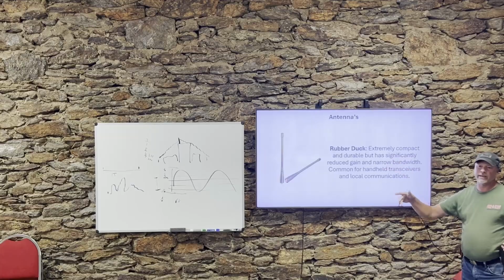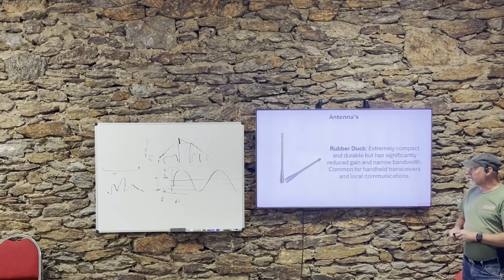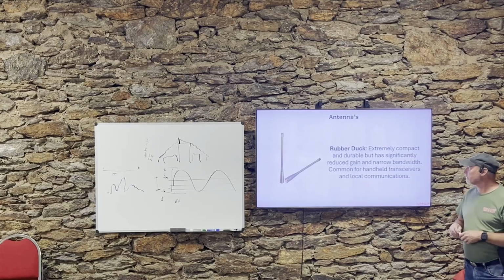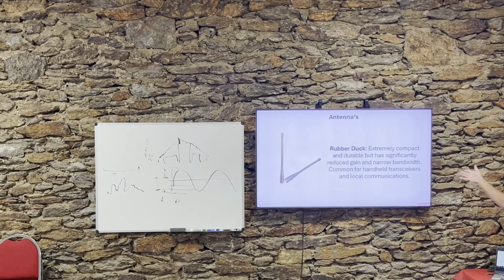So the little rubber ducky antenna. This is the antenna that comes with your radio. It's a cheaper radio. It's flexible. It's good. It's functional. It works. It's durable, but it has significantly reduced gain and narrow bandwidth, common for handheld transistors. So your little rubber duckies is what comes with the radio. It's like you go to the Ford dealership and you buy a base model car. You get the base model stuff. Same way with the little rubber ducky antenna.